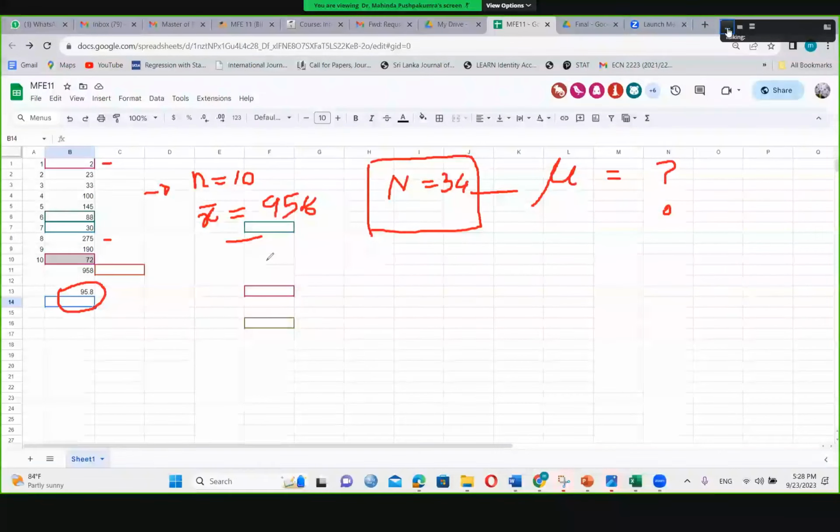What is your conclusion about the number of messages received by this 34 students, our population? Who can make a conclusion about this population mean? Any comments? Any idea?